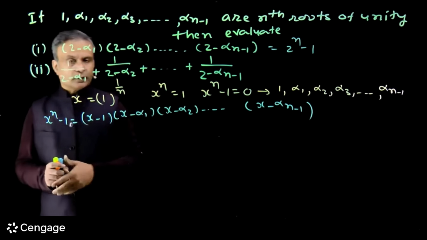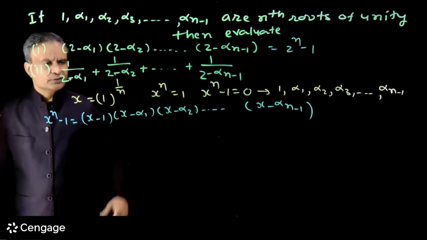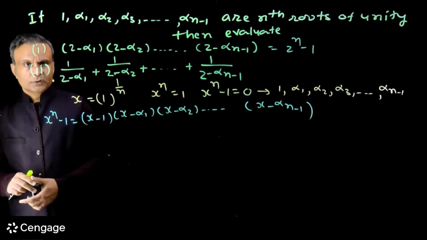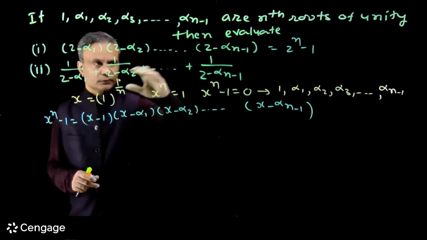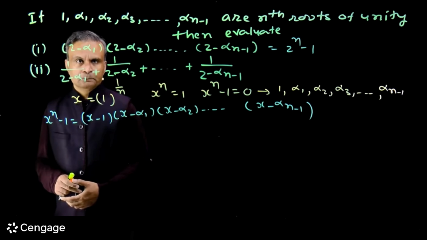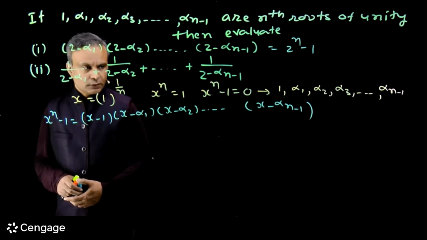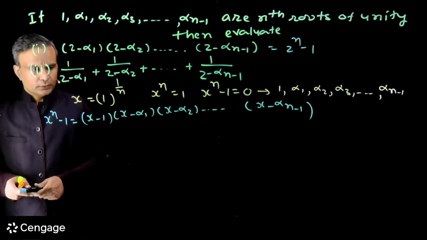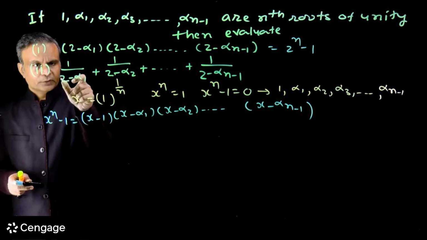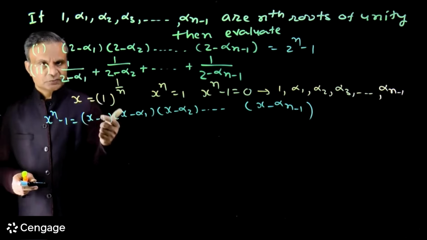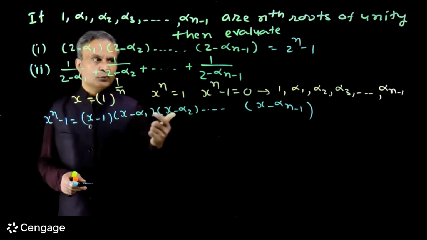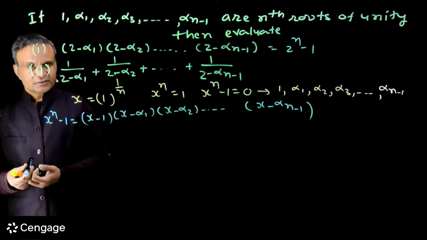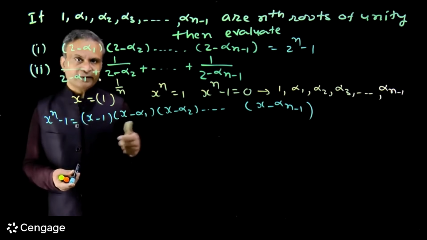Okay, now we have this one: 1 over (2 minus alpha 1) plus 1 over (2 minus alpha 2) up to 1 over (2 minus alpha n minus 1). How can we get these terms? ये terms कैसे आएंगे? क्या कर सकते हैं? Think here x. Then we have 1 over (x minus alpha 1), 1 over (x minus alpha 2) up to 1 over (x minus alpha n minus 1). How do we get these terms? We get these terms using logarithm and differentiation.